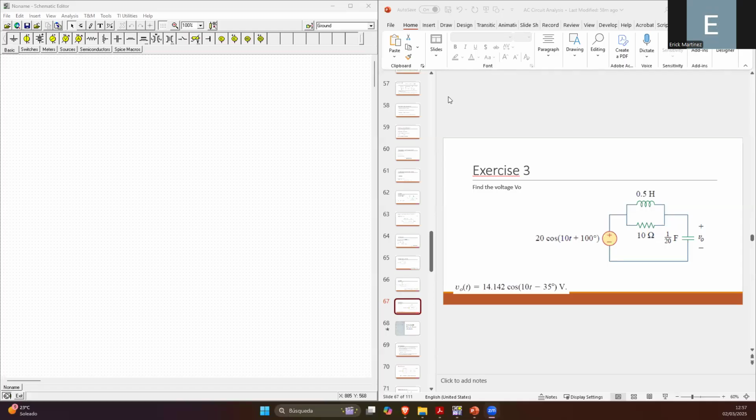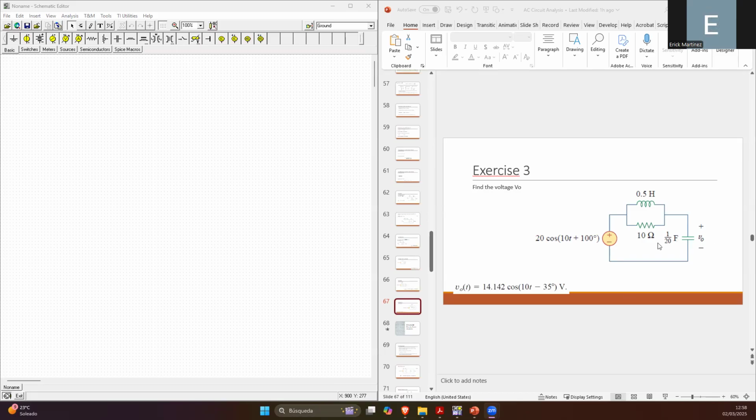Okay, so hello everyone. In this video, I wanted to make a brief explanation of how you can simulate AC circuits using this software called Tina. In order to simulate AC circuits, we can place different elements. For instance, here I will simulate the following circuit that consists of a voltage source, an inductor that is in parallel with a 10 ohm resistor, and also a capacitor of 1/20 farads.